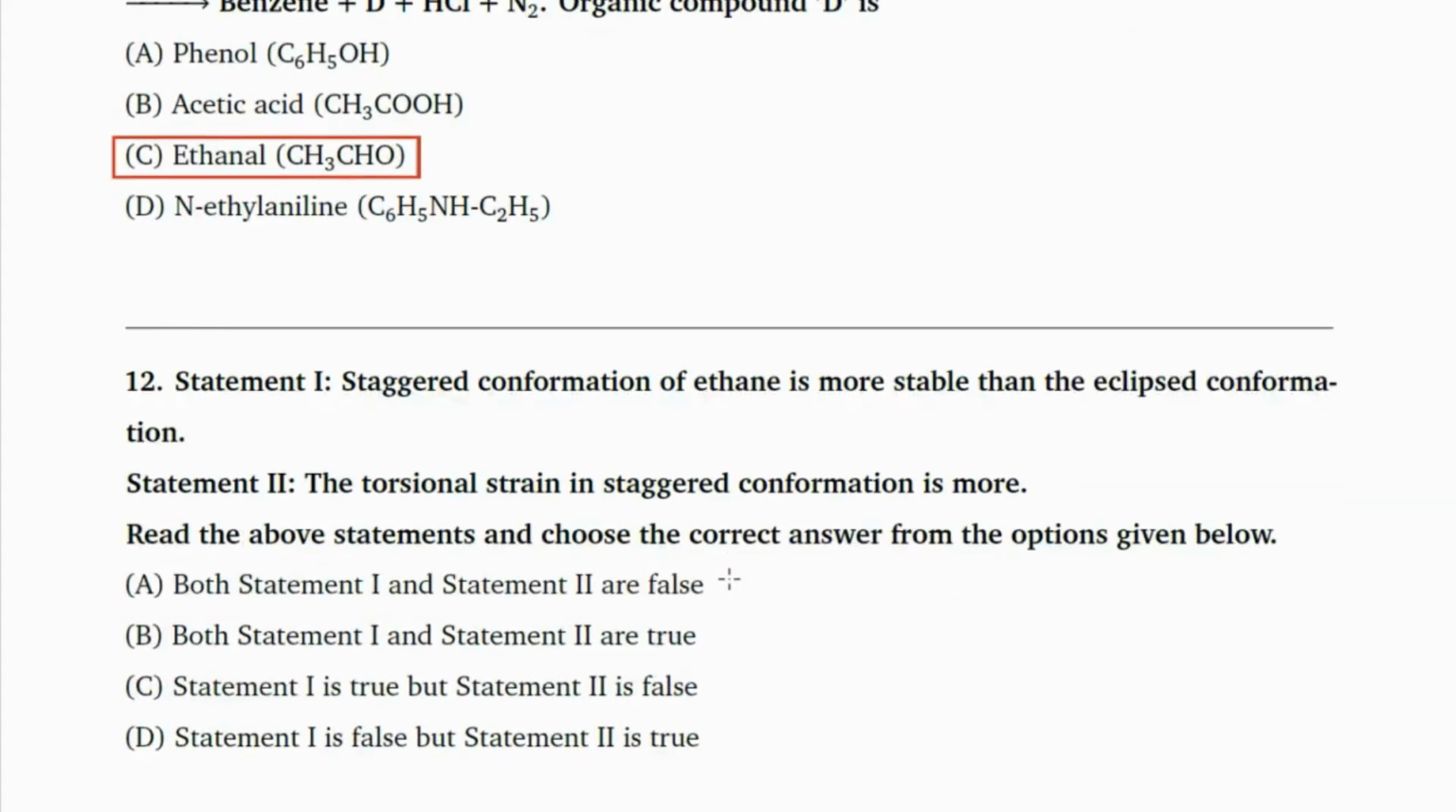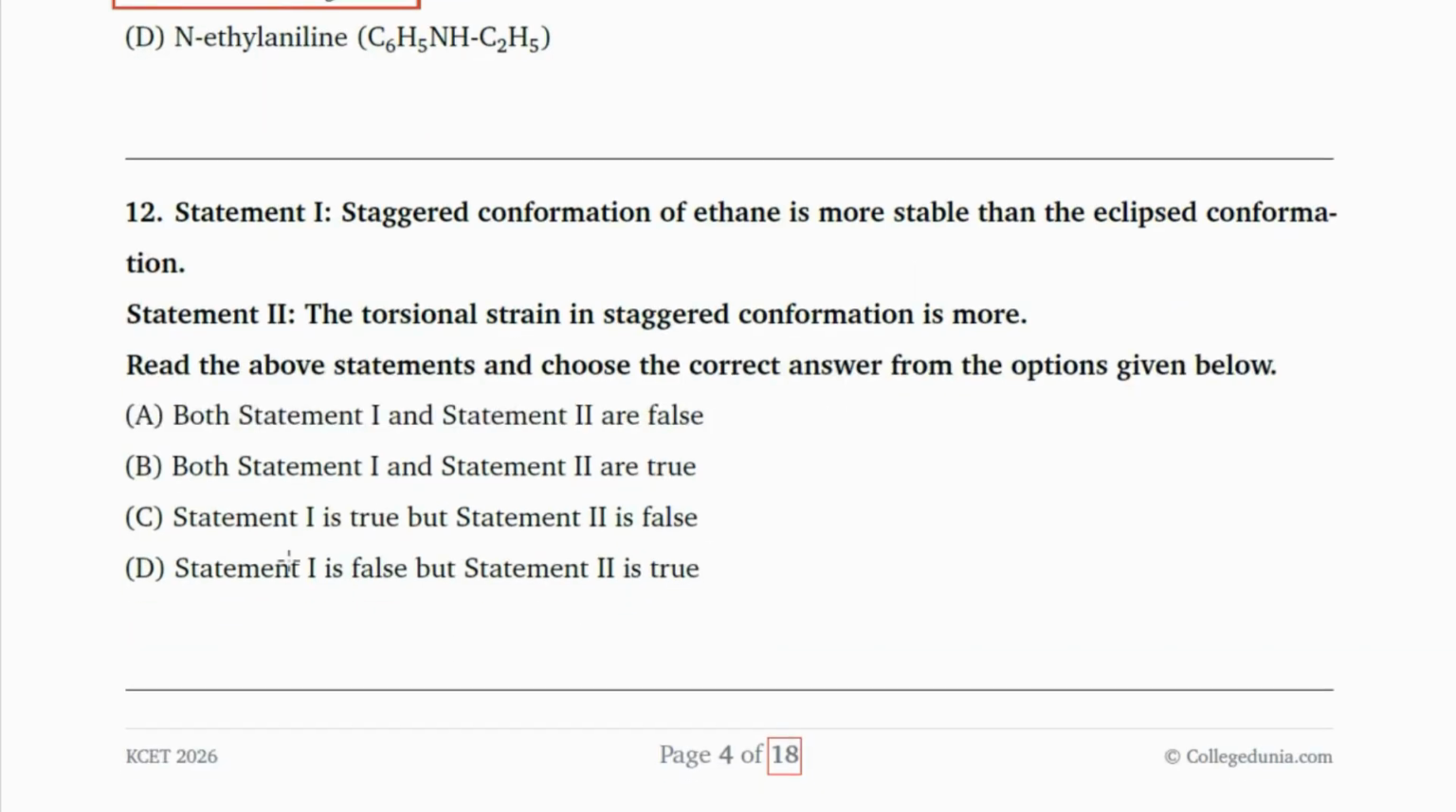Question number 12. Statement 1. Staggered conformation of ethane is more stable than the eclipsed conformation. Statement 2. The torsional strain in staggered conformation is more. You need to read this and choose the correct answer from the options given below. Here option C is the correct one because the staggered conformation is more stable than the eclipsed. So statement 1 is true. Statement 2 is false because the torsional strain is actually less in the case of the staggered form.